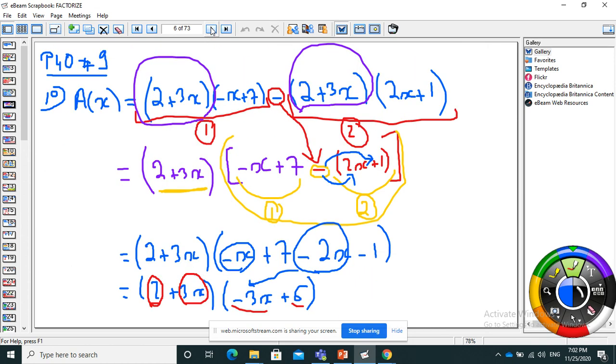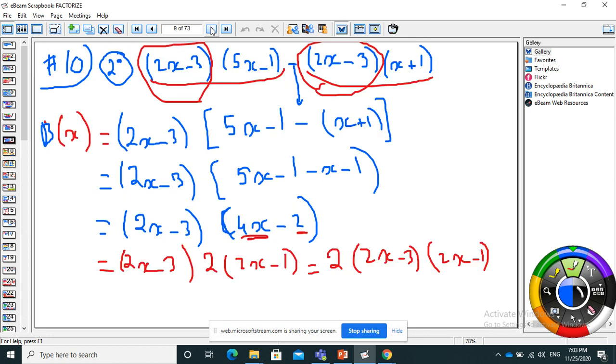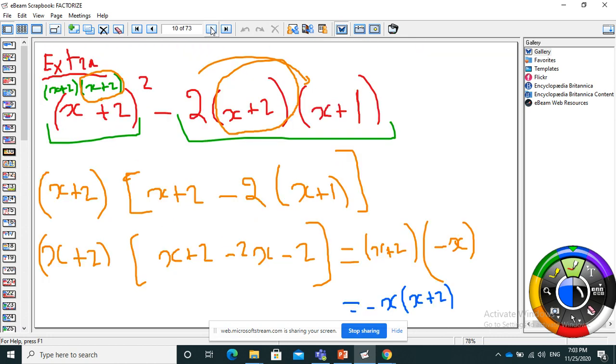Another example. Number 9, we're going to see it later again. All of those we're going to see later again. Number 10 comes with the same idea. Another example: I can have x plus 2 squared minus 2, x plus 2, x plus 1. I have two parts, 1, 2. My visible factor is x plus 2. x plus 2 factor of, I still have from the first one x plus 2, minus 2 times x plus 1. I will develop here, and I will have my final answer.